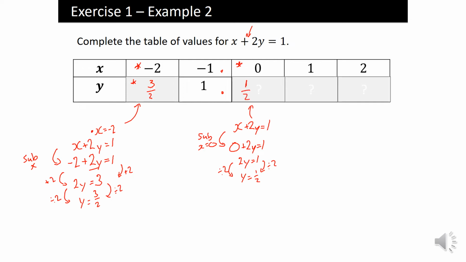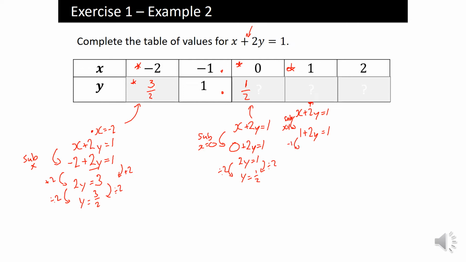So I've got a half there. And then a couple more. So if you're feeling confident with this, feel free to skip ahead, you don't have to stick around. So x equals 1. So we've got x plus 2y equals 1. We know that x is 1, so sub x equals 1. So 1 plus 2y equals 1.